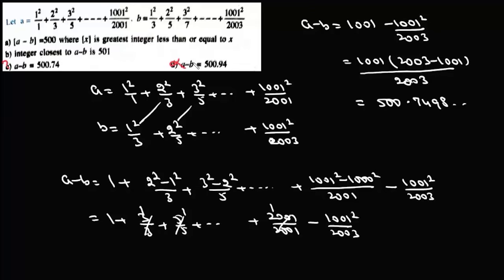Definitely it is not 500.94. Now its greatest integer function is 500. Now the integer closest to A minus B is 501. So the correct options are A and B. This C is also incorrect. Even if we round off, it will be 0.75, not 0.74.